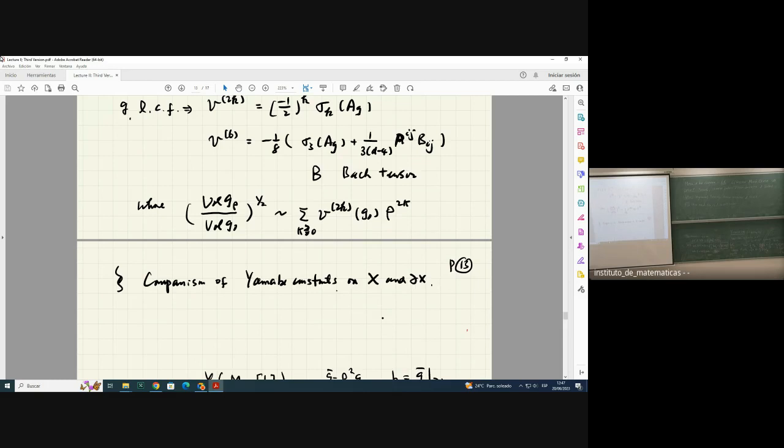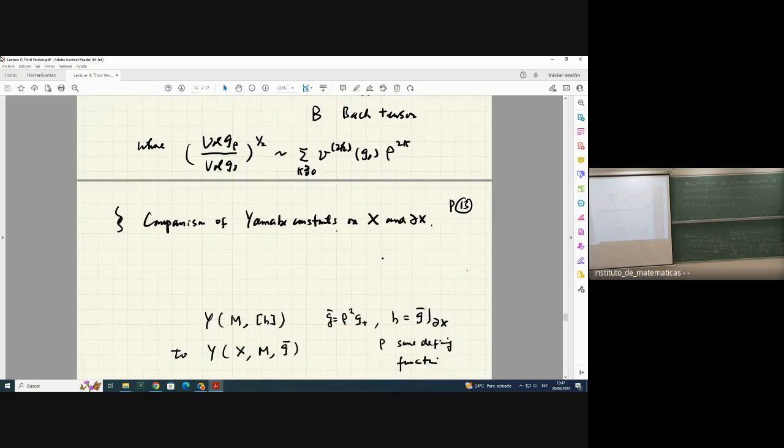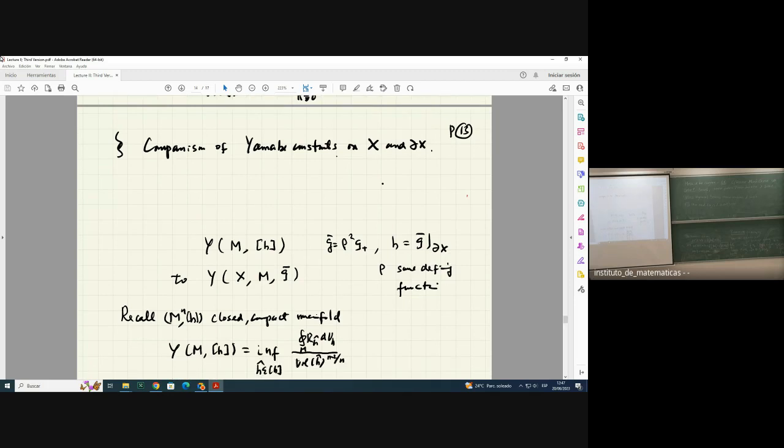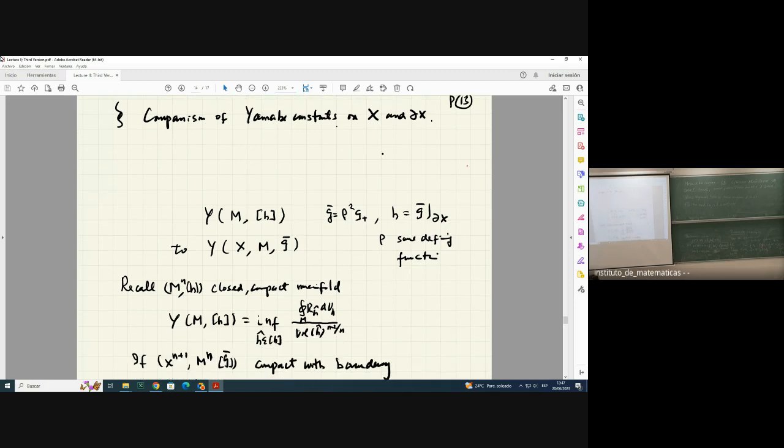I have 15 minutes, and now let me change the subject and talk about another topic, and that is comparison of Yamabe constant on boundary metric and on interior metric. Okay, so I only want to discuss this in a CCE setting.